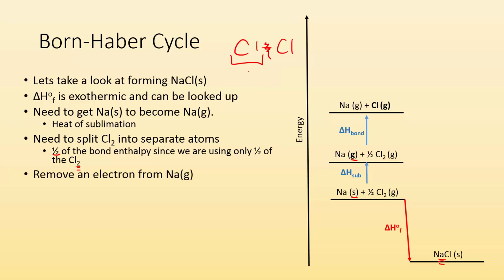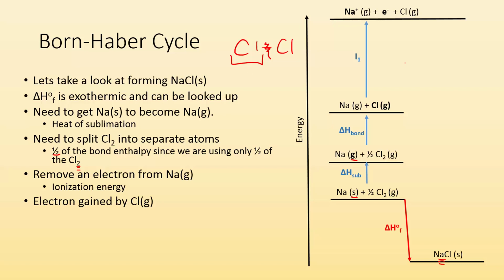And we're going to remove an electron from sodium in the gaseous phase now. Well, that's going to be the ionization energy. It's going to be the first ionization energy because we're removing the first electron. That's the first electron we're messing with. And that's going to be another value that is either given to you or you can look up. So now we have the sodium ion and this electron hanging out. So now this electron can be gained by that chlorine atom. And that's where the electron affinity comes into play.